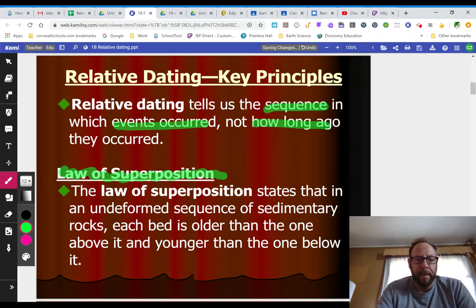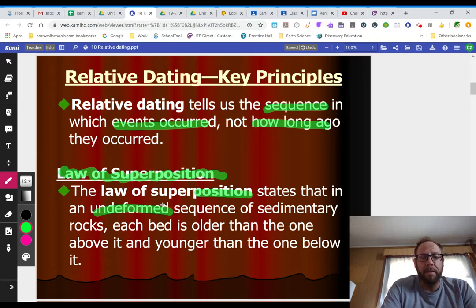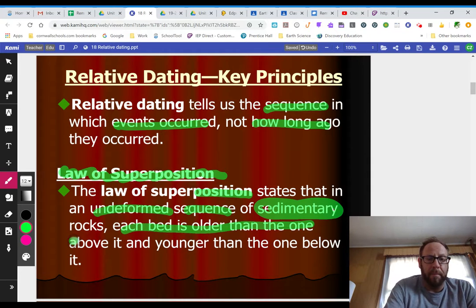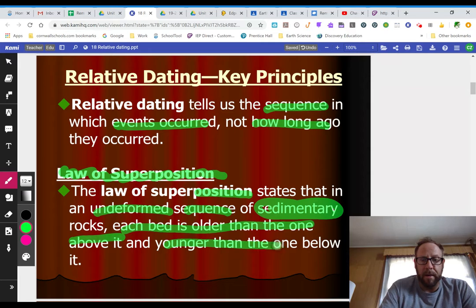The law of superposition has to do a lot with the position of the rocks. Essentially, it says that the oldest rock is at the bottom and the youngest rock is at the top. As long as we have an undeformed sequence, which means it hasn't been disturbed, and it's got to be sedimentary rocks, each bed is older than the one above it and younger than the one below it.